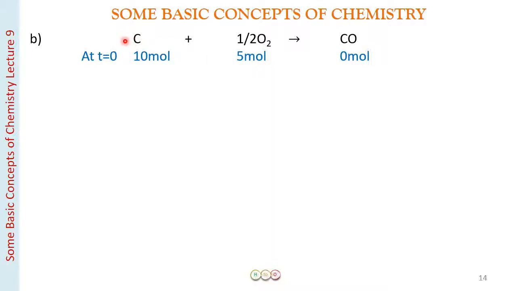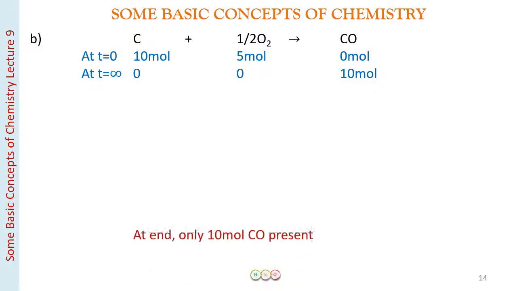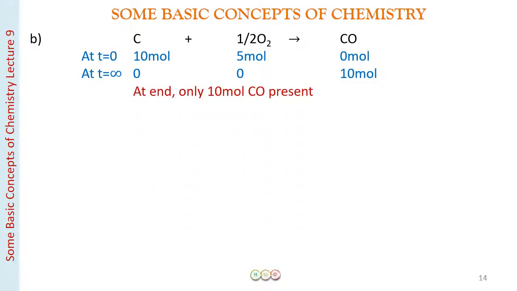So as 1 mole combines with half a mole, 10 moles is going to combine with 5 moles of oxygen. So what we get is that at the completion of the reaction, whole of the carbon and oxygen is going to be consumed, and we will get 10 moles of carbon monoxide. And since no oxygen is left, the only thing we get is carbon monoxide, that is 10 moles.